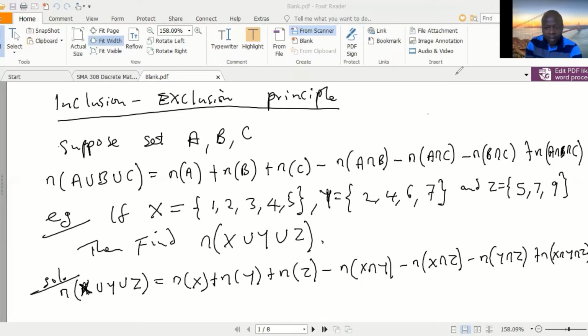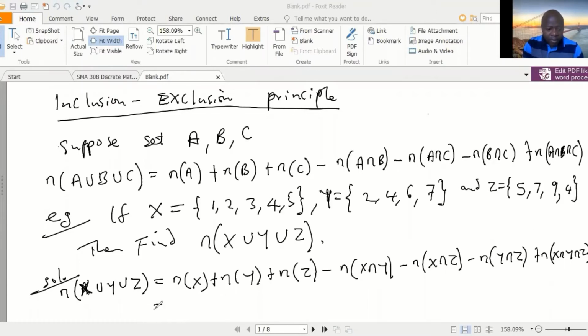So let me add one element in Z. I want to add one element here. Let me just add the element 4 here.